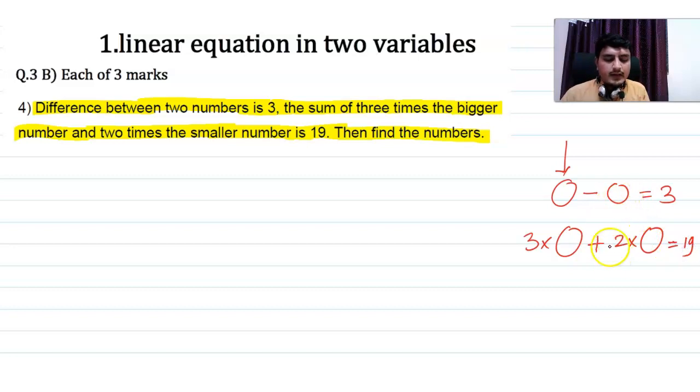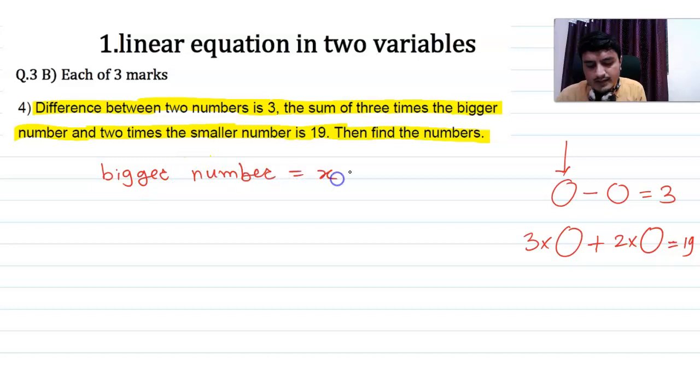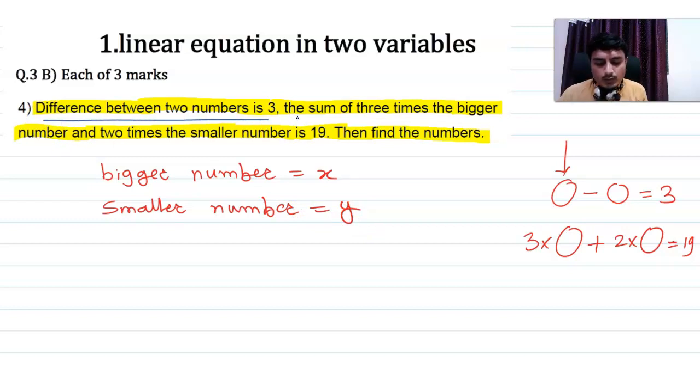So from here we are getting linear equations in two variables. Suppose we are assuming at the start there are two numbers. One number is the bigger number, so we assume the bigger number is x, and the smaller number, the other number, let it be y. At the start we are given the difference between the two numbers. The difference is positive, so obviously we have to subtract the smaller number from the bigger number. So as per the first condition, we are getting x minus y equals 3, call it equation number 1.